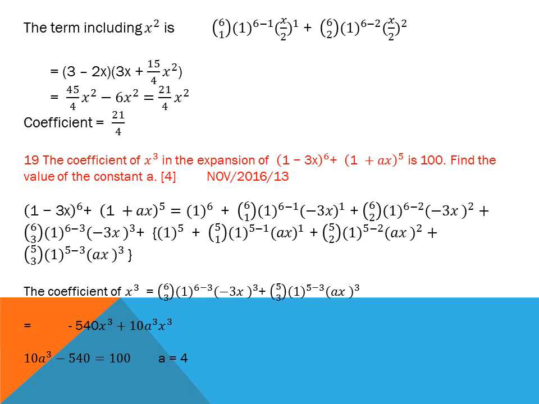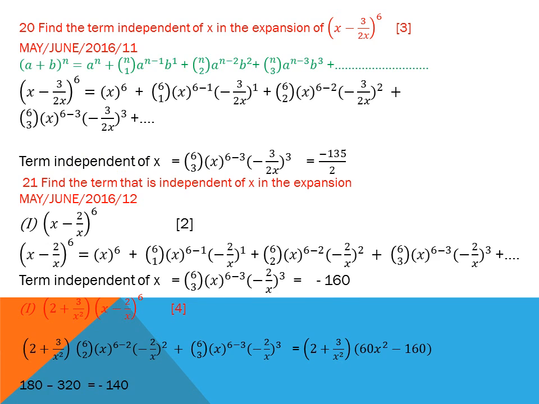The coefficient of x cube: 6C3, 1 power 6 minus 3, minus 3x power 3, and then 5C3, 1 power 5 minus 3, ax power 3. First will become minus 540x cube and plus 10a cube x cube. I take coefficient of these: minus 540 plus 10a cube is equal to 100. When I simplify this, I will find that a is equal to 4, because when 540 is added to 100, it will become 640. 640 is divided by 10, 64. Taking cube root of 64, it will become 4 here.